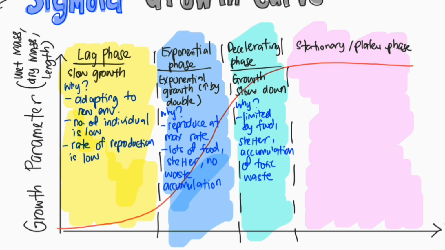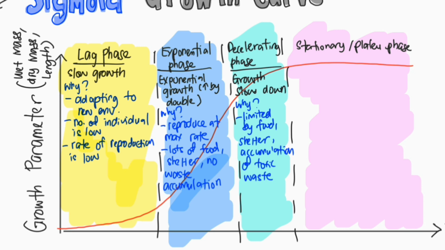Kenapa? So the reason for this is, in the environment, the food source starts to become limited. And then the shelter also becomes limited. And then lastly, ada accumulation of toxic waste. Apa-apa faktor yang tidak limited semasa exponential tadi sudah start to become limited semasa decelerating phase. Sebab itulah dia punya growth akan start to slow down. Growth masih ada, cuma dia tidak banyak macam semasa exponential phase tadi.